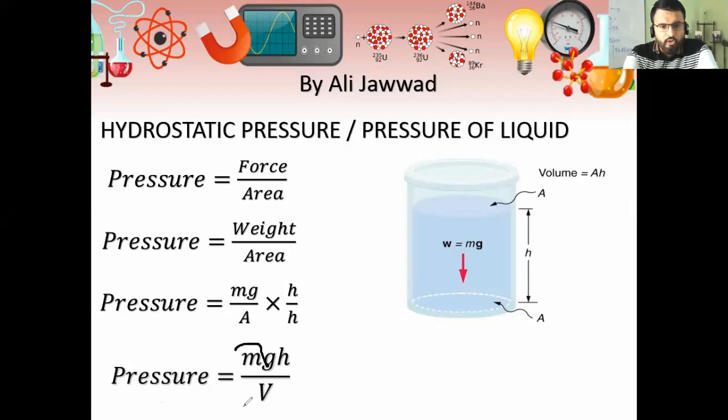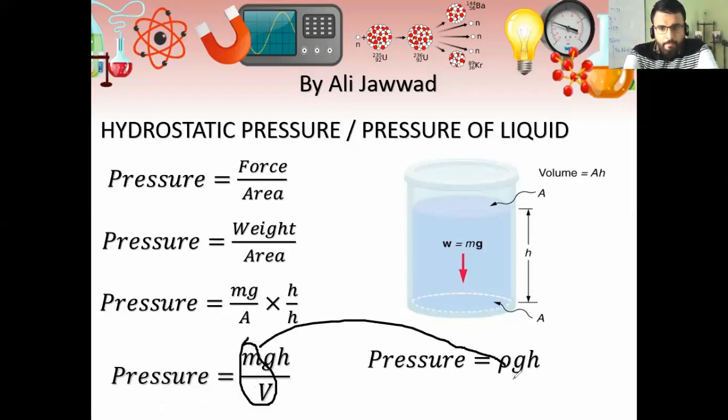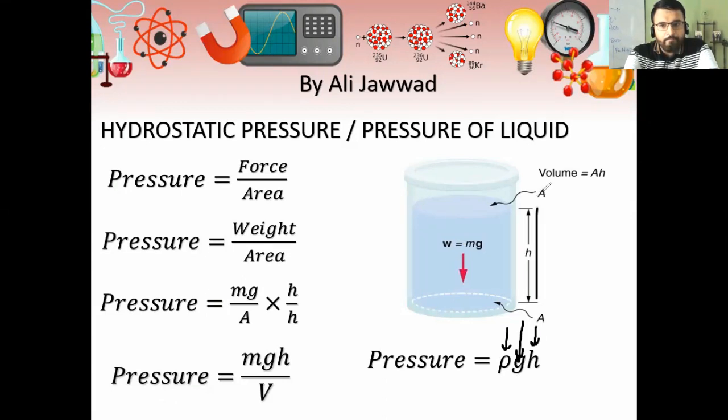But mass upon volume is density. So we can replace mass over volume with the factor of density. So this gets replaced with this variable rho, and gravity and height remain the same. So the pressure of a liquid is given by density multiplied by gravity multiplied by height of the liquid in a container. Now note that if the height of the liquid in the container increases, the pressure increases. The same stands for density and gravity. They have a direct relation with the pressure.